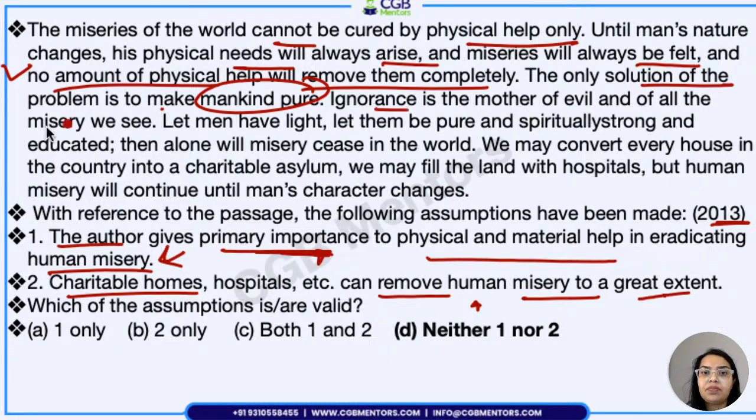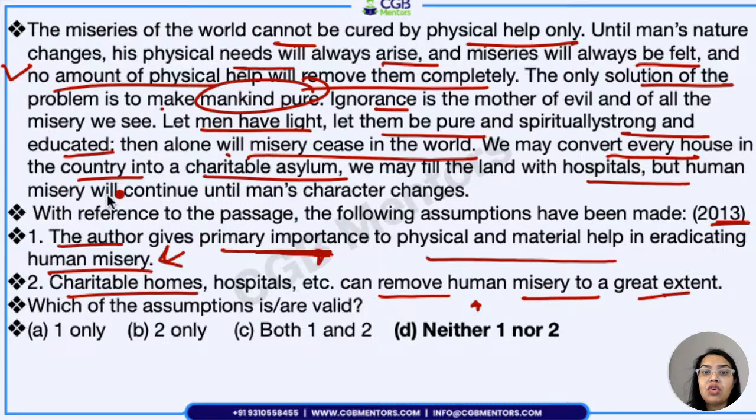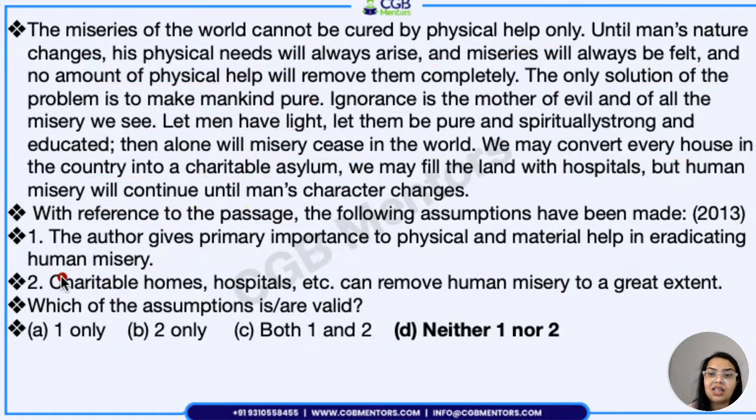Ignorance is the mother of evil and of misery. Let men have light. Let them be pure, spiritually strong, and educated. Let alone that, alone will misery cease in the world. We may convert every house in the country into a charitable asylum. We may fill the land with hospitals, but human misery will continue. So first of all, the second will be eliminated very easily. The author is saying that these cannot remove it. We can do whatever, we may fill the land with hospitals, but that will not help. If the second is true, then the passage is false. So it is not an assumption.